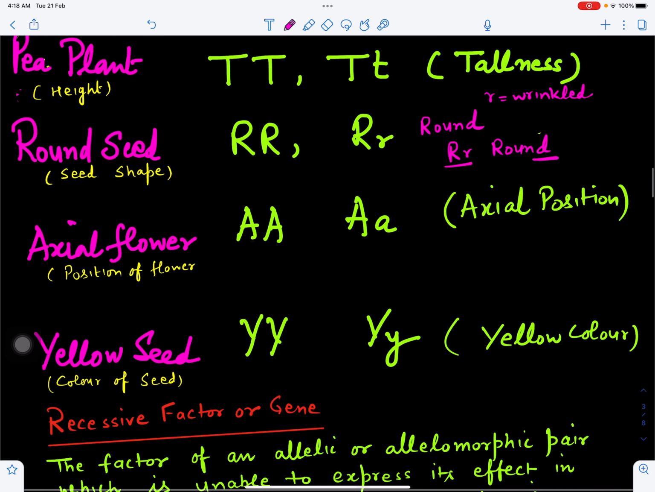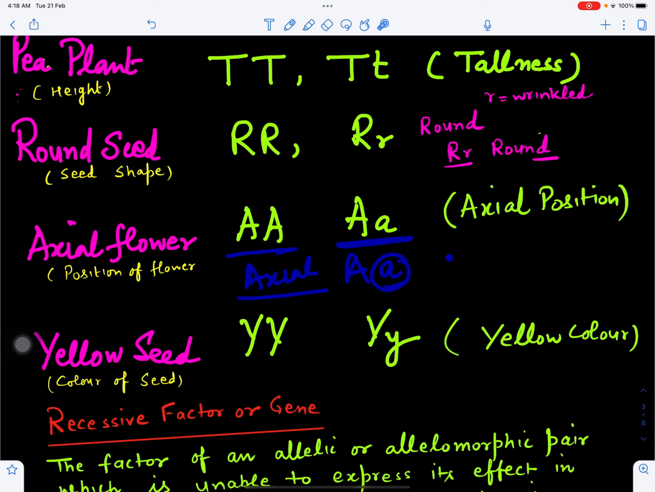Now if we see the position of the flower, if the genes are capital A, the flowers will arise in the axial position. And if it is heterozygous, that is capital A with a small a, the terminal position will not show, because its expression will remain hidden in the presence of capital A. So capital A is dominant. This is the homozygous state and this is the heterozygous state.